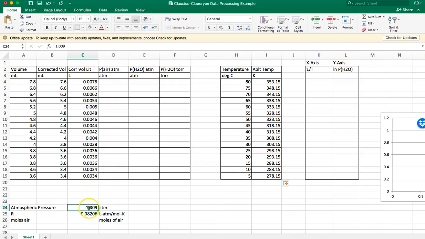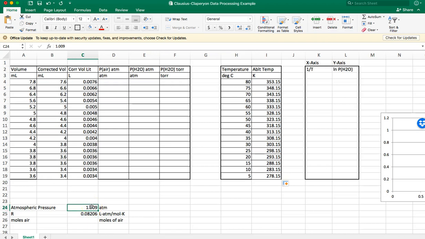So what I've done, I've just typed in the atmospheric pressure of the lab. It might be 1.009 for you guys. The day that I recorded this data, that's the pressure that was in the lab, so that's what I'm going to use. You recorded in inches of mercury, so make sure you convert that to atmospheres first. All I did was go ahead and write down the units for R.